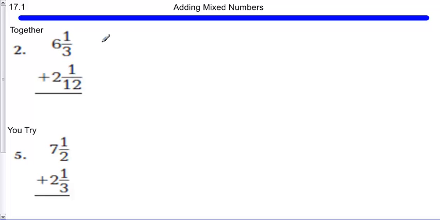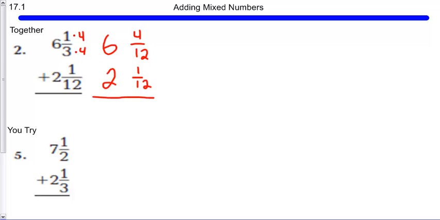Now, I want you to go ahead and rewrite that mixed number over there. Otherwise, if you don't write that whole number, sometimes you just forget about it. Now, 12 is already my denominator here, so I don't have to do anything. Well, how do I get from 3 to 12? I'll multiply by 4. Remember the golden rule? What I do to the numerator, I have to do to the denominator. So 1 times 4 is 4.